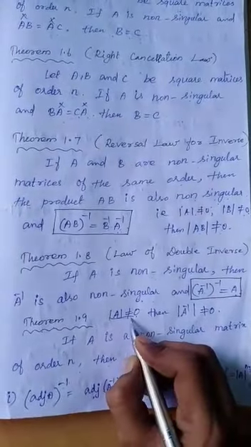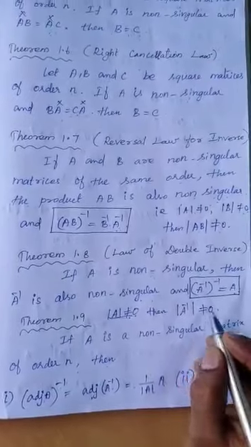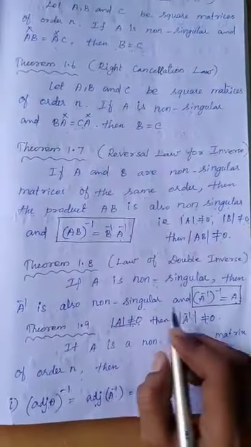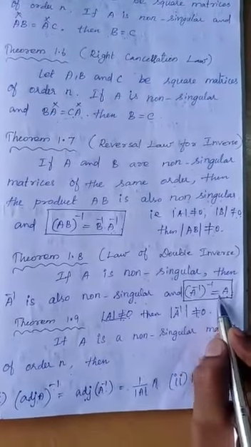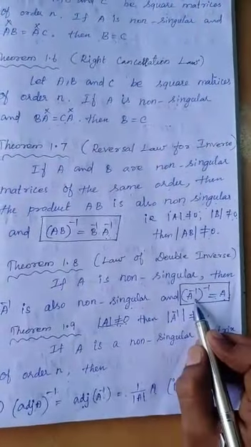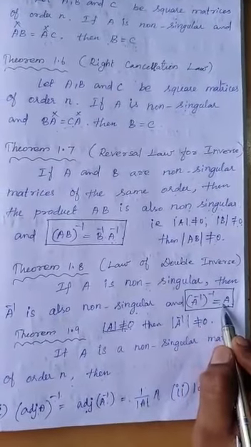If the determinant of A is not equal to 0, it means the determinant of A inverse is also not equal to 0. This is the meaning of this statement, and the inverse of A inverse is equal to A. When we find the inverse of A inverse, we get the answer A.